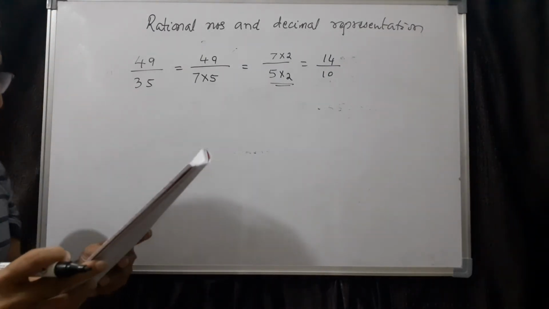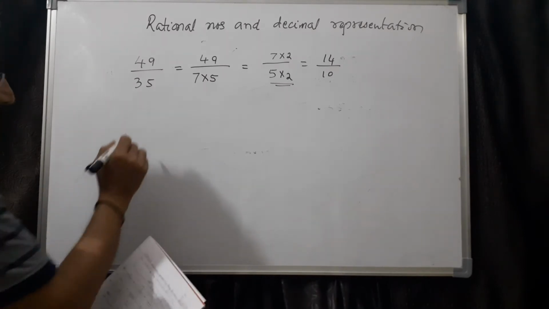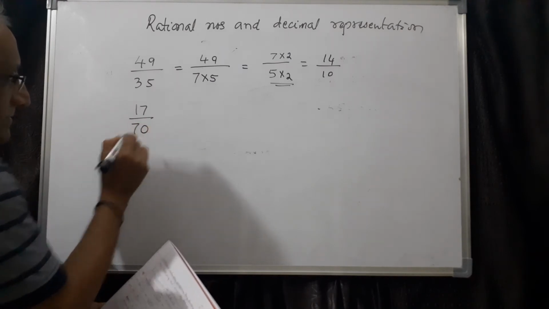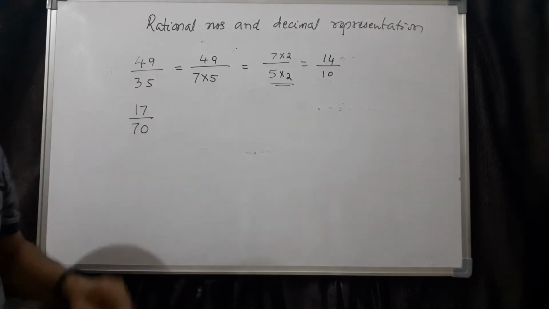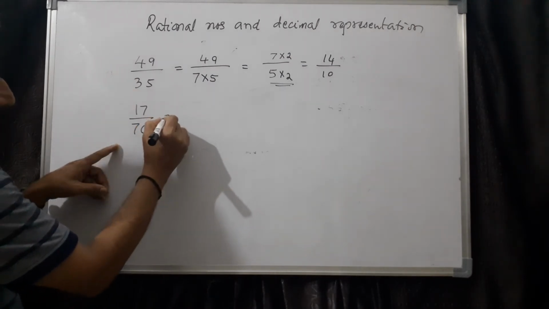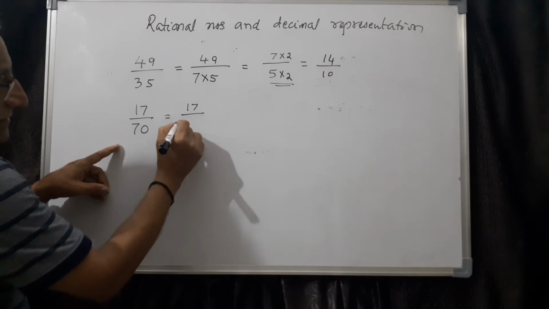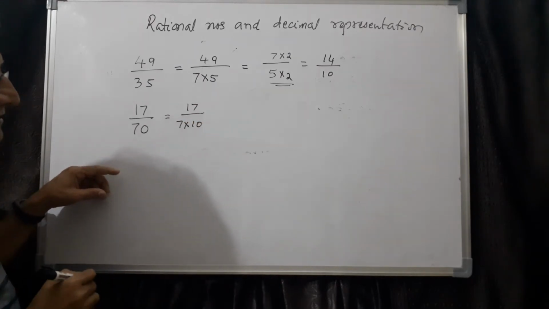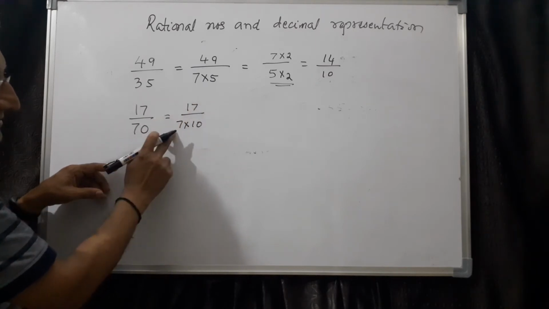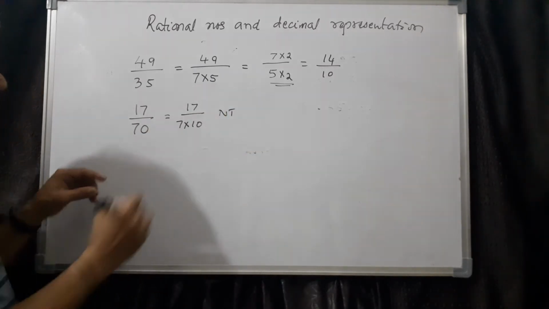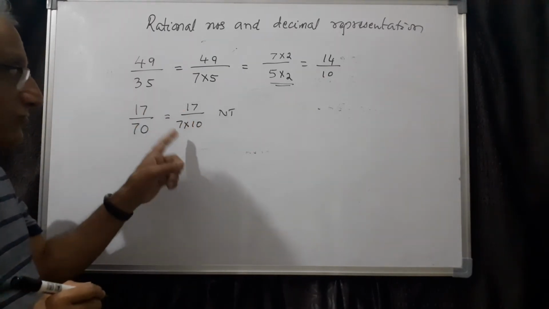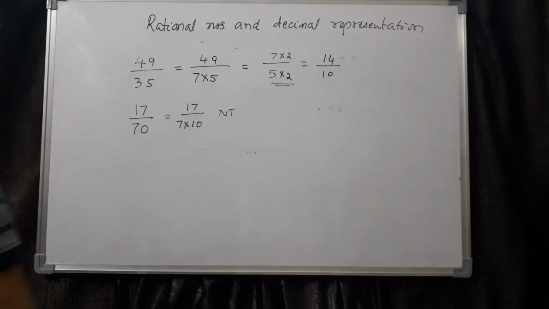Similarly, say 17 by 70. 17 by 70. You can check here. This is non-terminating, because here we can write 17 by 7 into 10. But this 7 you cannot take here, because 17 is not divisible by 7. Therefore, definitely this is non-terminating decimal expression because 7 is there. Only in terms of 2 and 5 it is not possible to write.